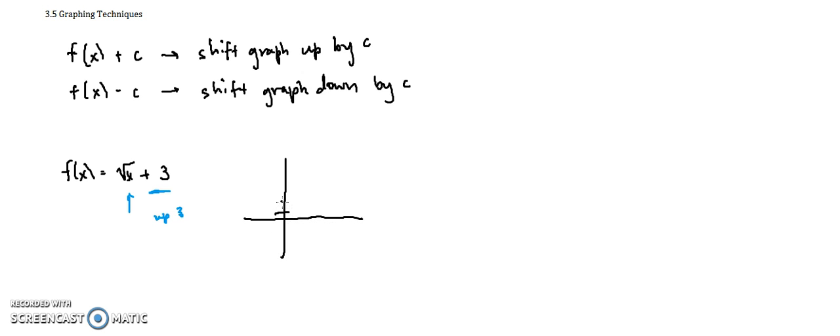So we go 1, 2, 3. And remember that we've got that half of a parabola on its side looking thing. And we sketch that in. Okay, so this method works for all of the graphs that we looked at before.